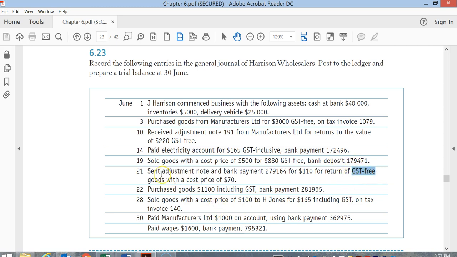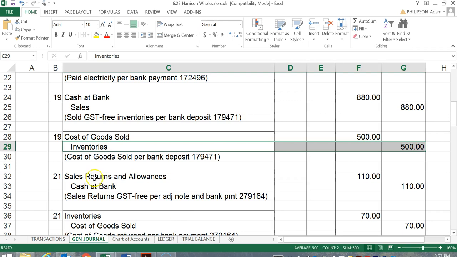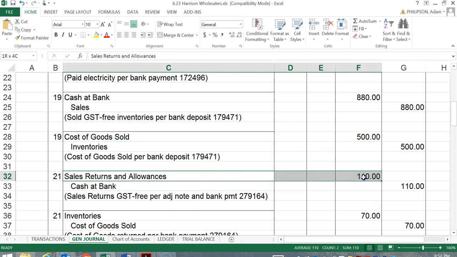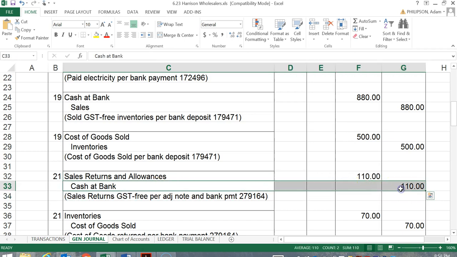So first of all, we deal with the sales return. Sent adjustment note, it's sales returns and allowances is the account that we're going to use, and it involves cash at bank. Our cash at bank's going down because we are refunding them money, so cash at bank is going to be a credit. Sales returns and allowances are therefore our debit account. So we have sales returns and allowances for that amount, no GST on the transaction, and our cash at bank is going down the $110 that we've refunded them.